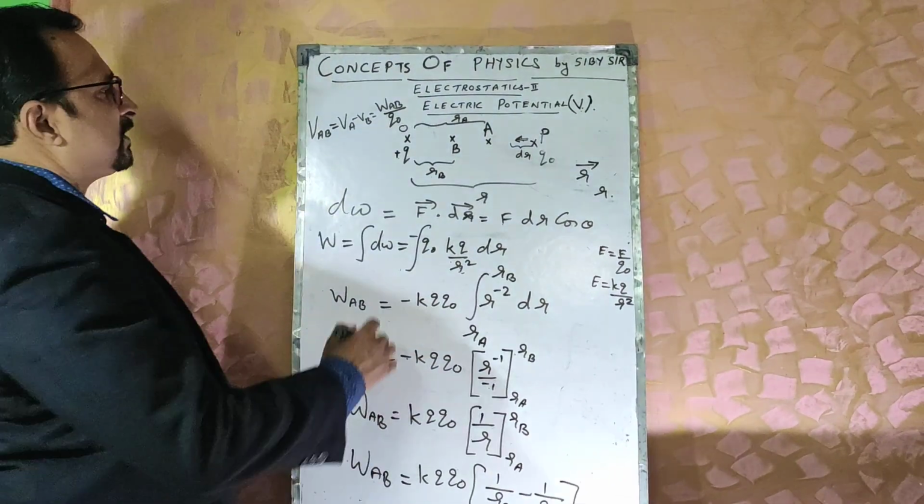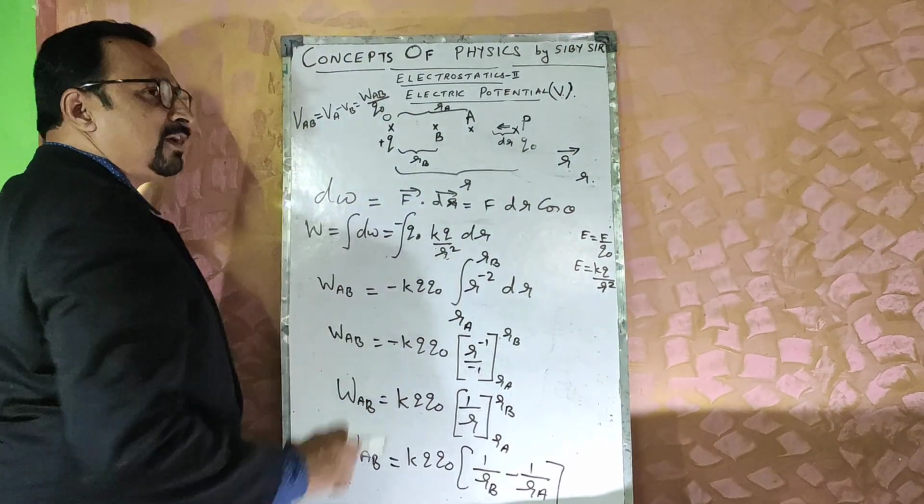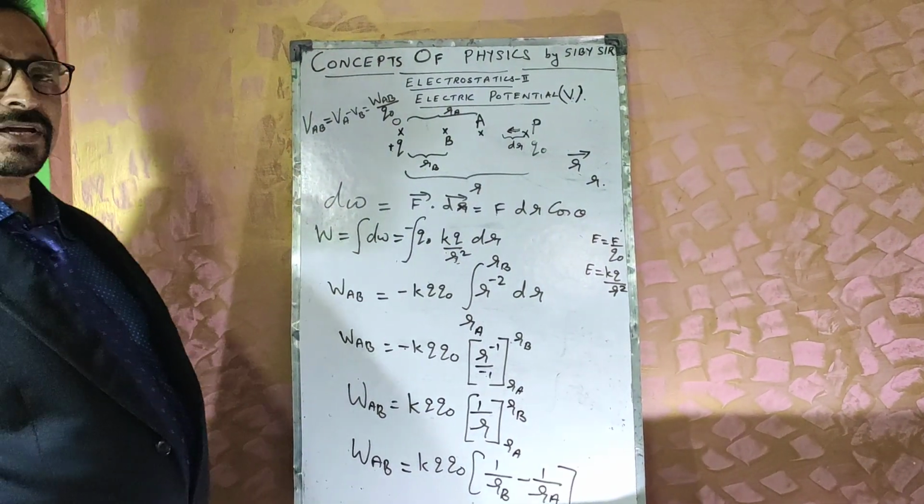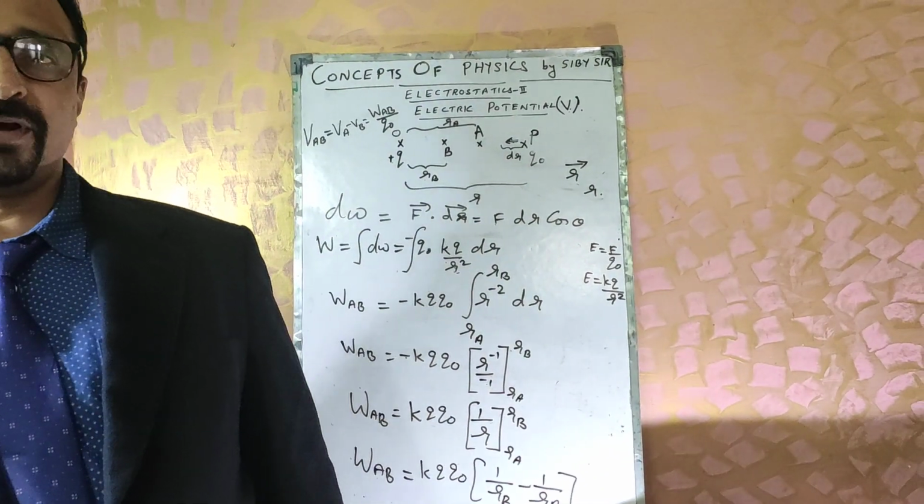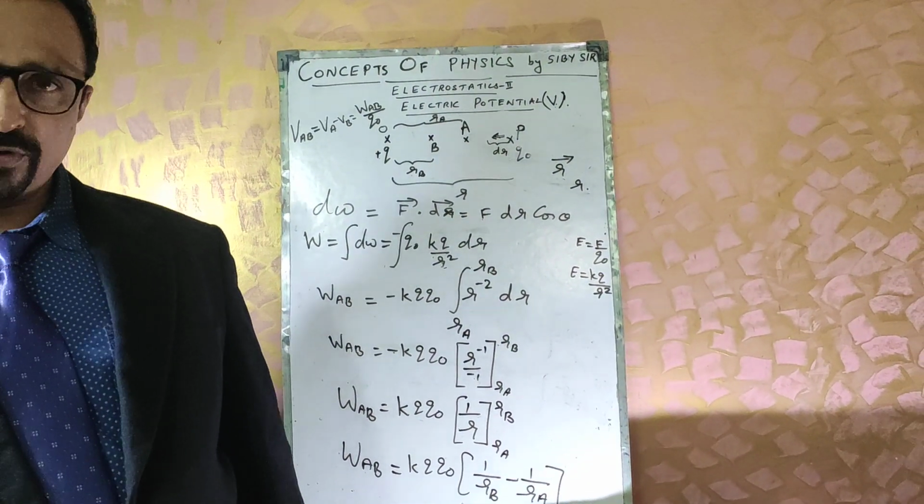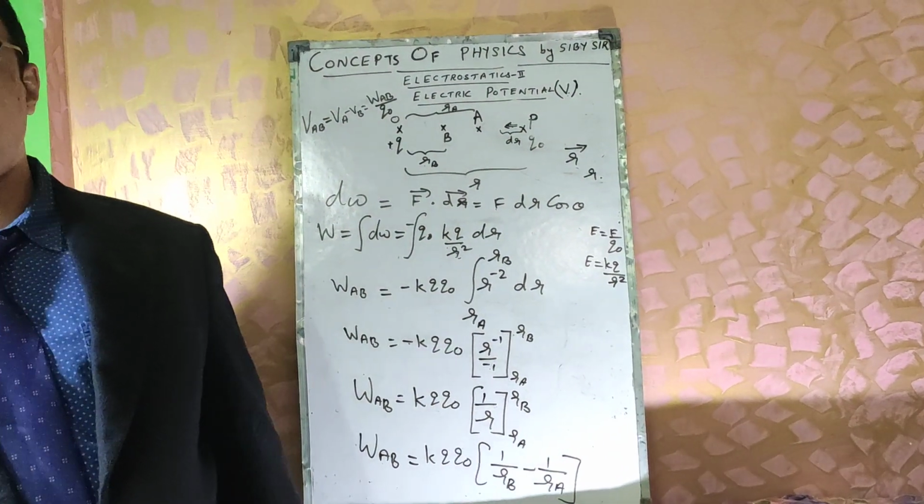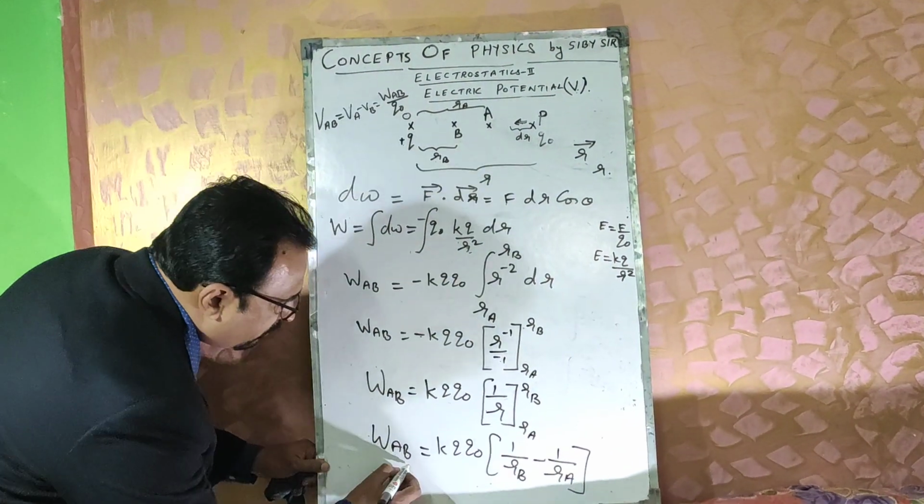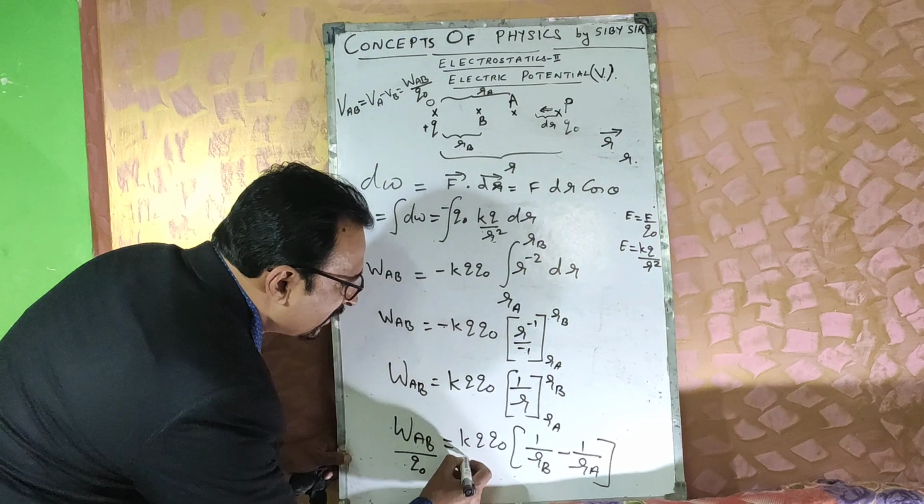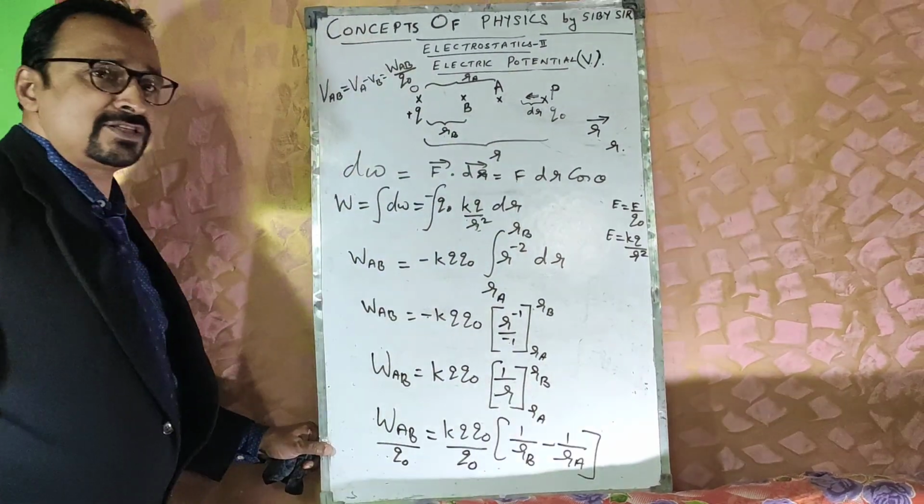Now, you see the definition. WAB is not called VAB. The potential difference between A and B means WAB, you have to divide with Q naught. Why are you dividing with Q naught? If you divide with Q naught, then only you will get the work done to displace unit positive charge. So that is why, if you divide left hand side and right side with Q naught, this is your expression.